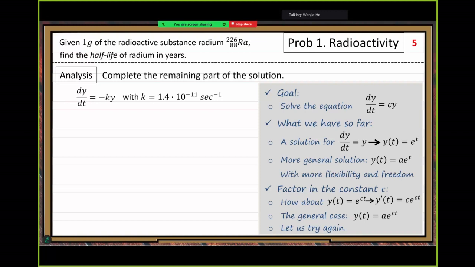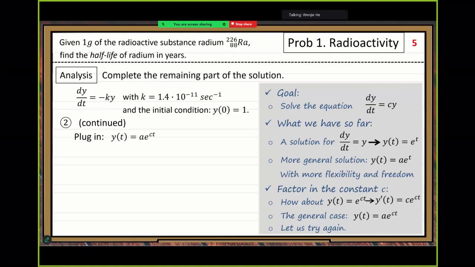So now we can go back to our original question. Original question, C equals negative K. K is given. Now we are ready to solve the original problem. The original problem has the initial condition at time 0, at the beginning. When we start, the amount of substance is 1 gram, y of 0 equals 1. So let's use that condition to fix the unknown constant.